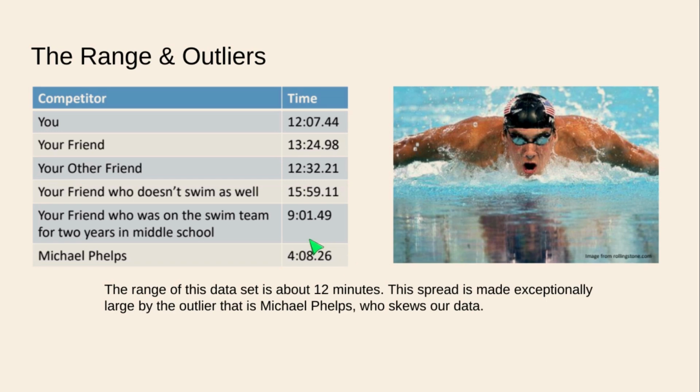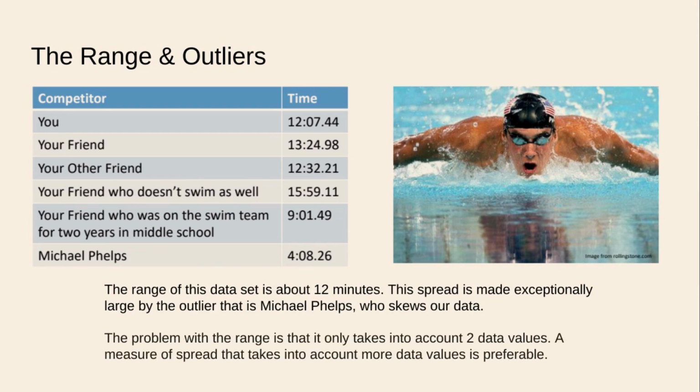So if you were to get rid of this outlier that is Michael Phelps, you have a range of about 7. You throw Michael Phelps in there, your range goes to 12. That is a massive change, and only one data value did that. The problem with range fundamentally is it only cares about 2 data values, the highest and the lowest, and it completely ignores all of the other data values by definition. A measure of spread that takes into account more data values is preferable.